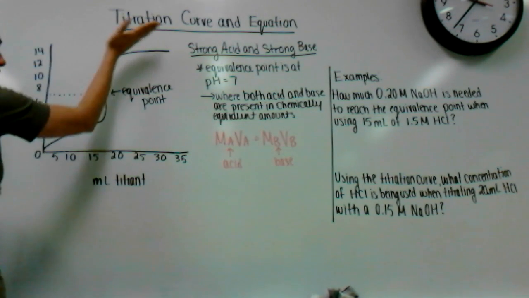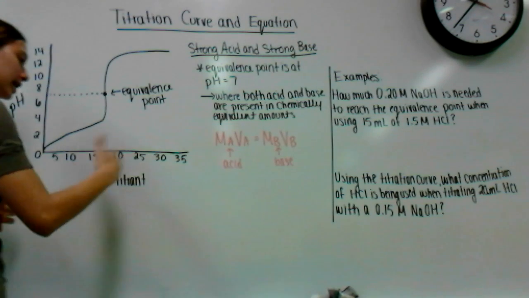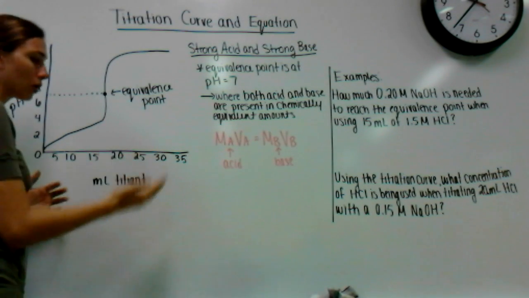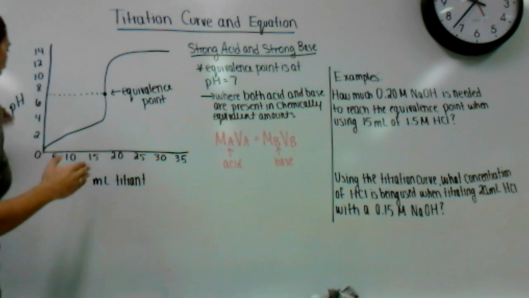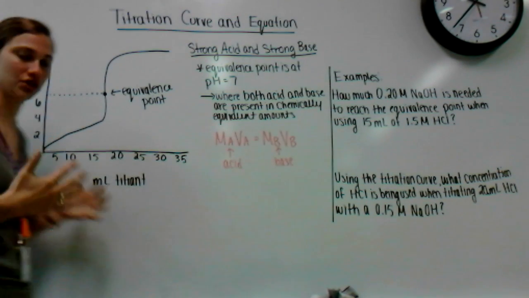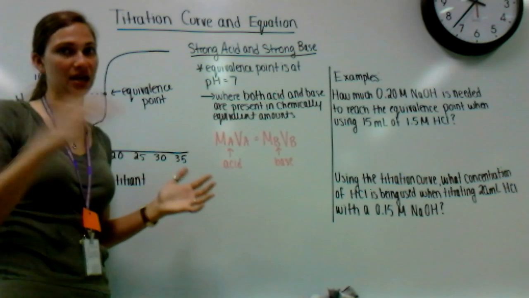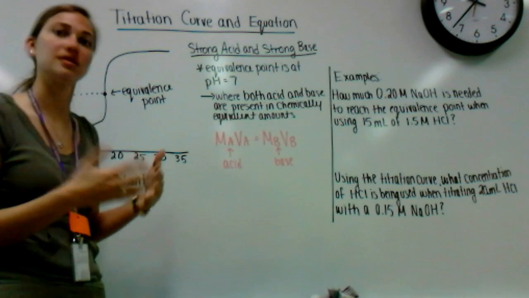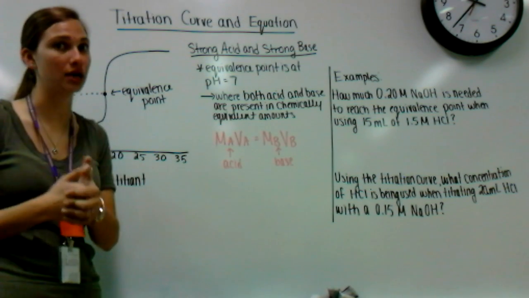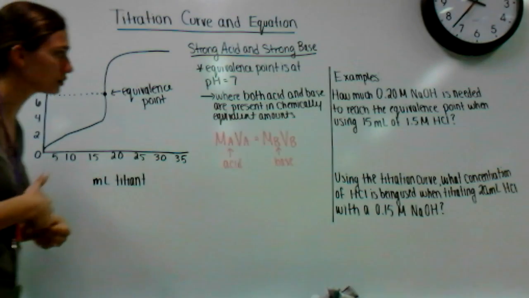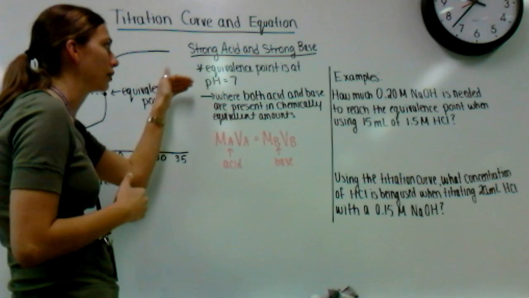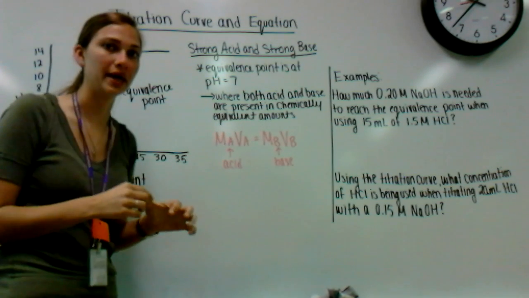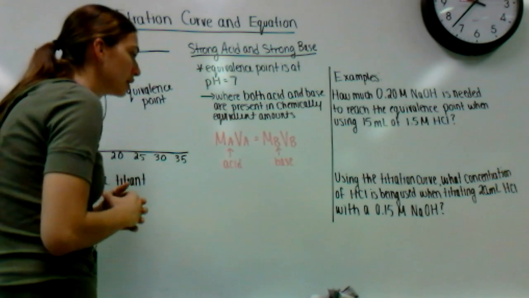And then if we keep going in our curve, and we keep adding more and more base, we will be ending with a very high pH because now the base is taking over and there's less hydronium present and more hydroxide present. So we're only doing strong acids and strong bases, so we know that the equivalence point is always going to be at a pH of 7.